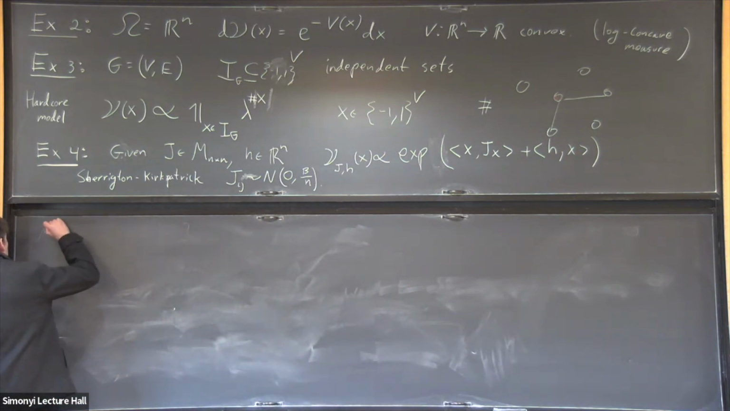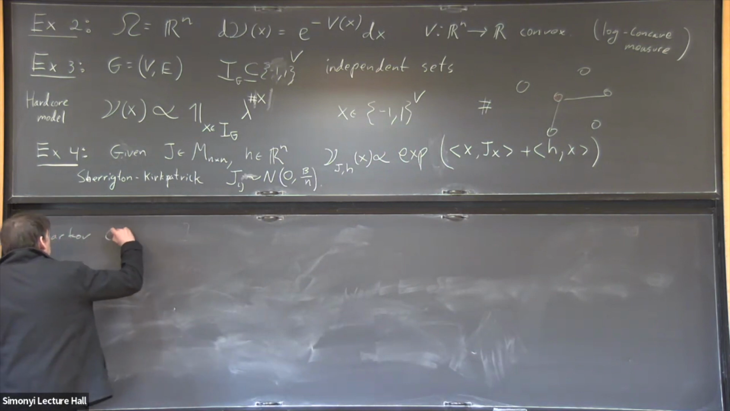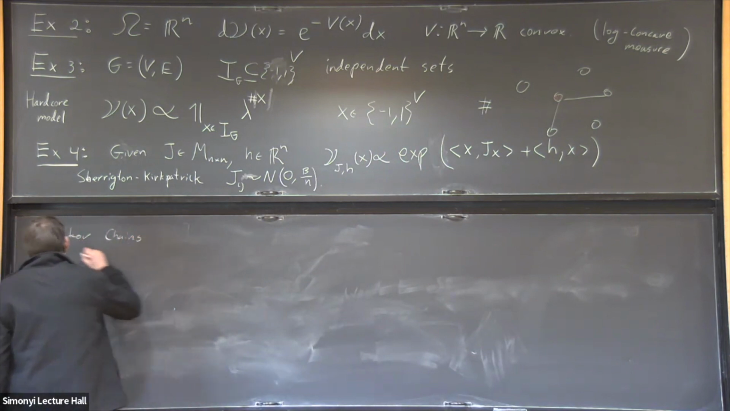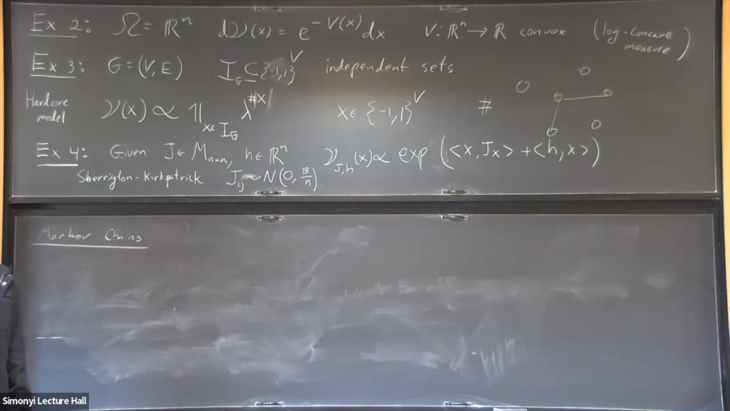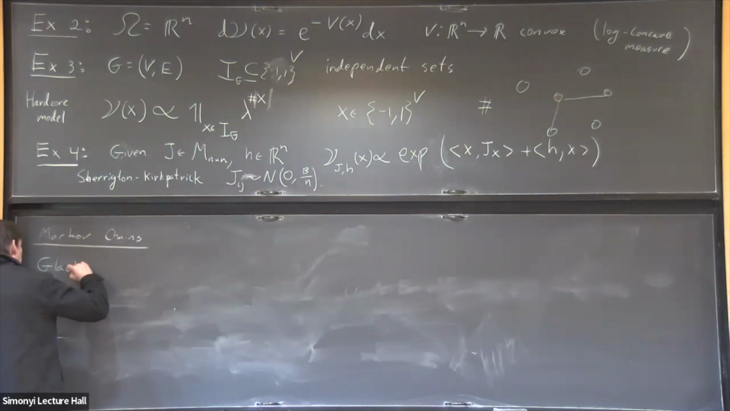So we'll start now with only 2 examples of Markov chains, but we'll see some more later. First example is the so-called Glauber dynamics.